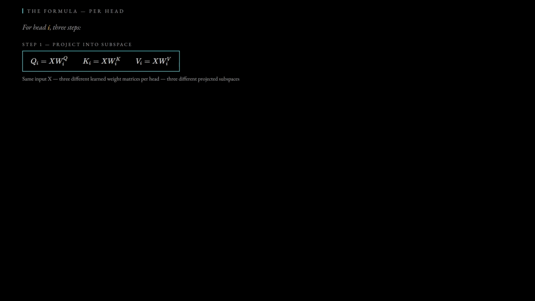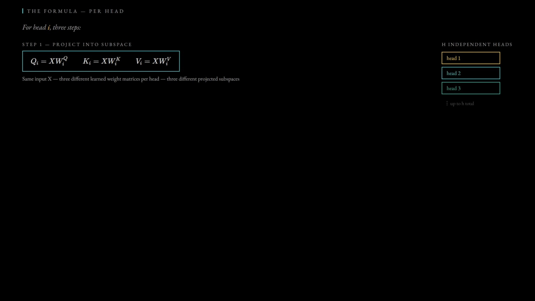We know this when more than one head is used, and we will work through the exact numbers in later slides. What matters right now is that the subscript I on every weight matrix means these matrices are private to head I and numerically different for every head in the stack.